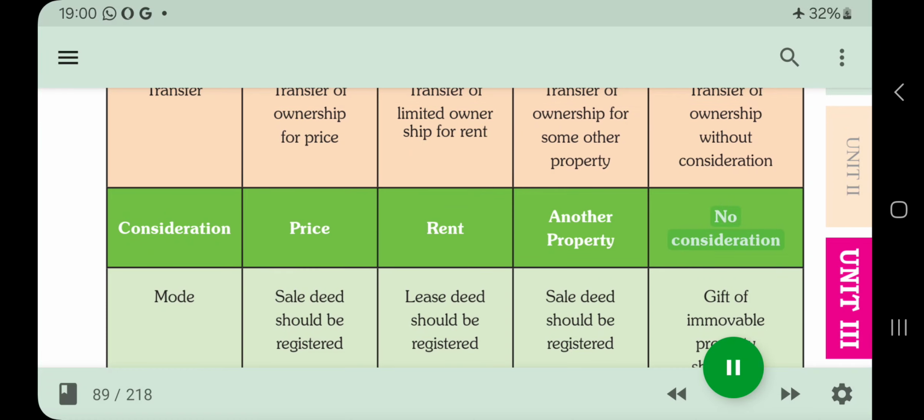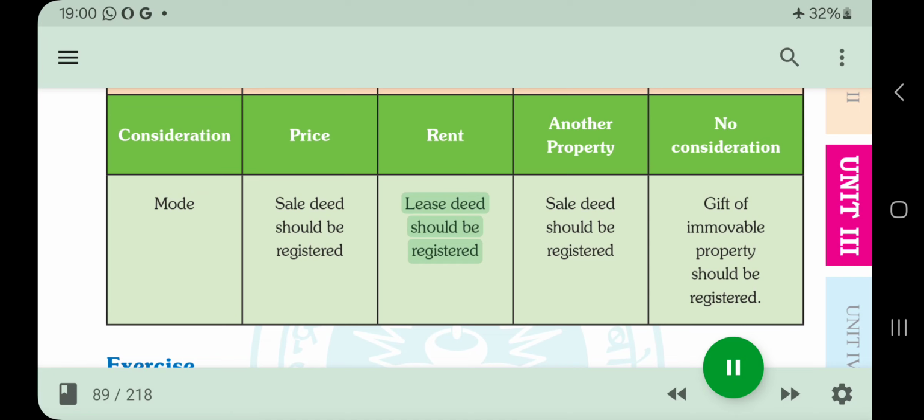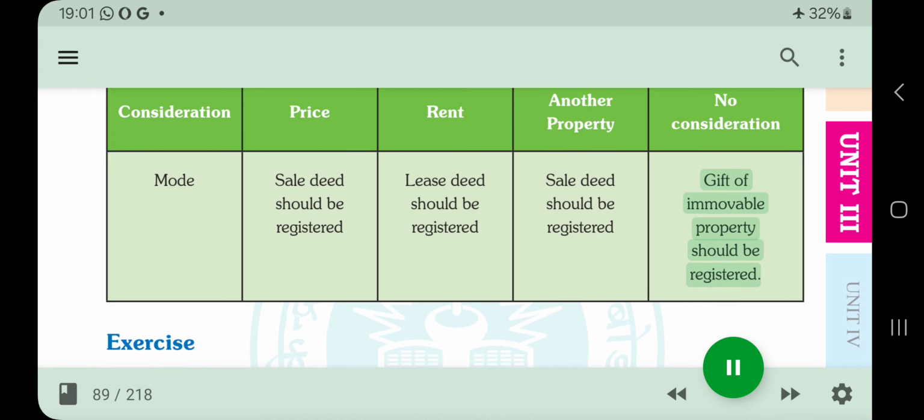No consideration. Mode: sale deed should be registered. Lease deed should be registered. Sale deed should be registered. Gift of a movable property should be registered.